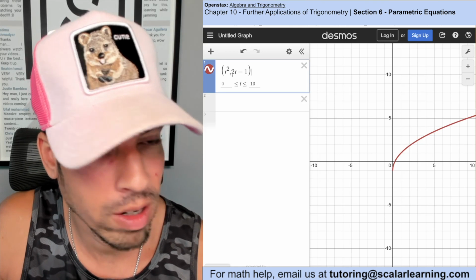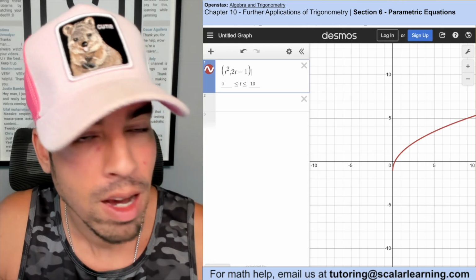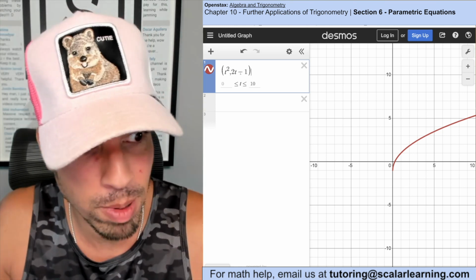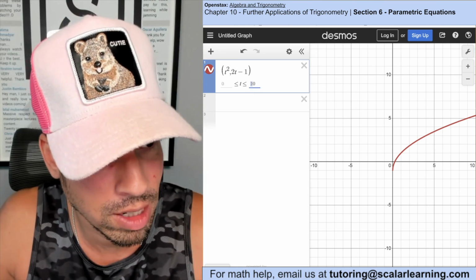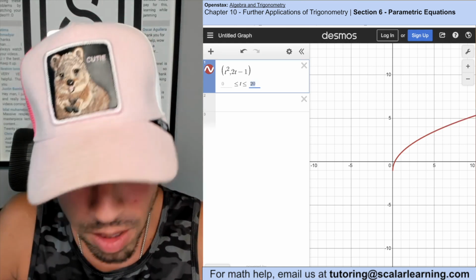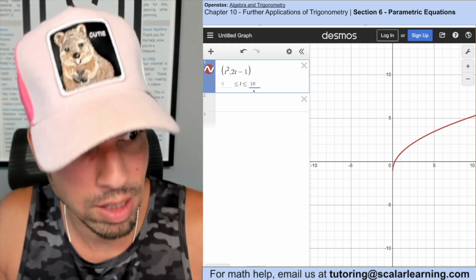So if you see over here as an xy coordinate, I put the x function here, t squared, the y function in the y spot, 2t minus 1. And then you can adjust the t value, right? I can make this go to 20 to 30, whatever, it doesn't matter. But let's just say from 0 to 10 for t.